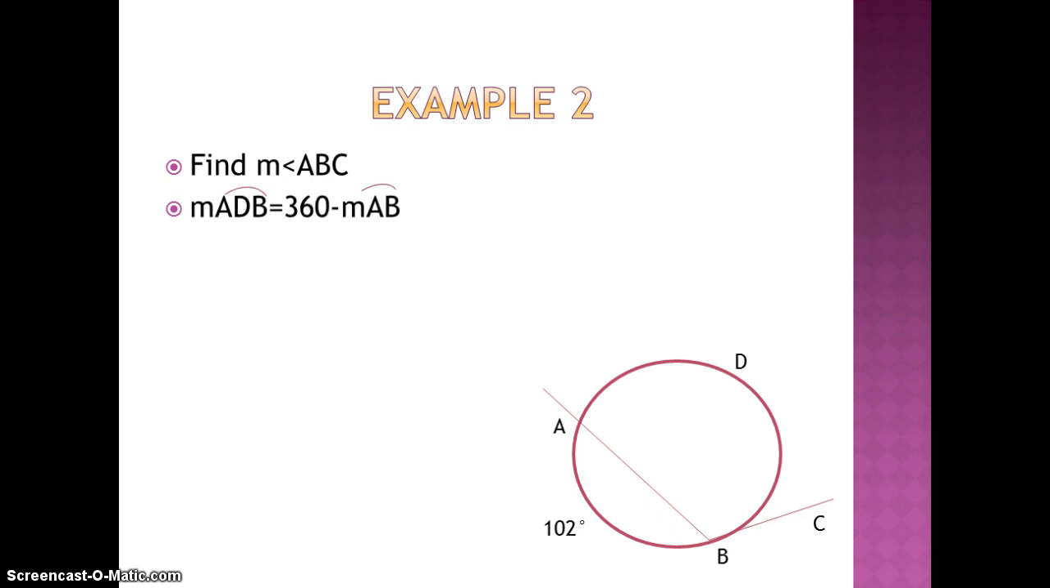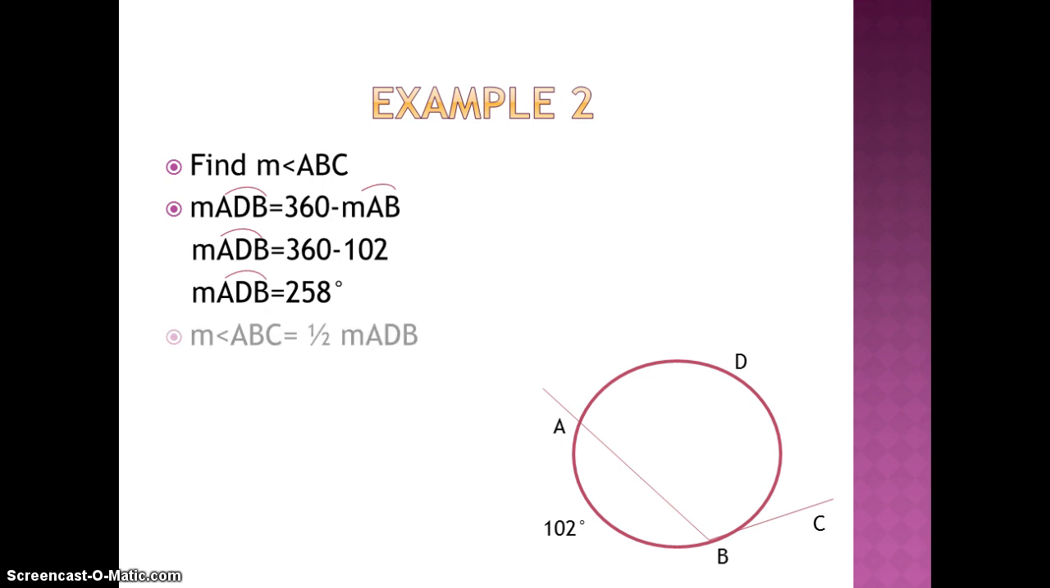The measure of arc ADB equals 360 minus the measure of arc AB. The measure of arc ADB equals 360 minus 102. The measure of arc ADB equals 258 degrees. So the measure of angle ABC equals 1/2 the measure of ADB. So the measure of angle ABC equals 1/2 of 258, which is 129.